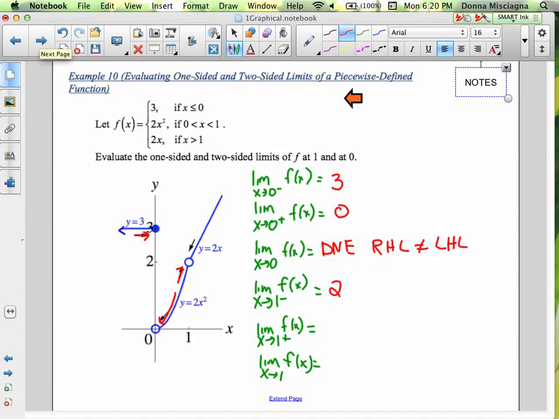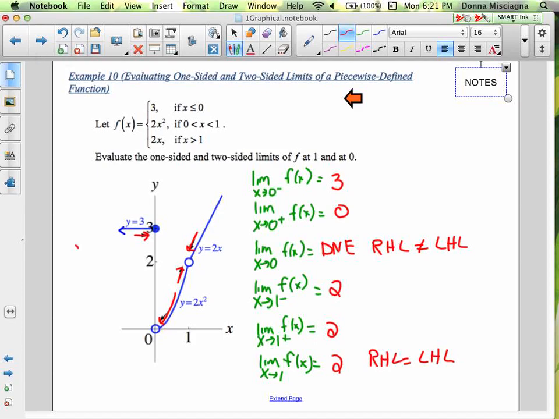The limit of f of x as x approaches 1 from the right, we're still approaching 2. So that means the limit of f of x as x approaches 1 is equal to 2, right? Because the right-hand limit equals the left-hand limit. So that limit does exist. Right? So we can find the limits at those values.